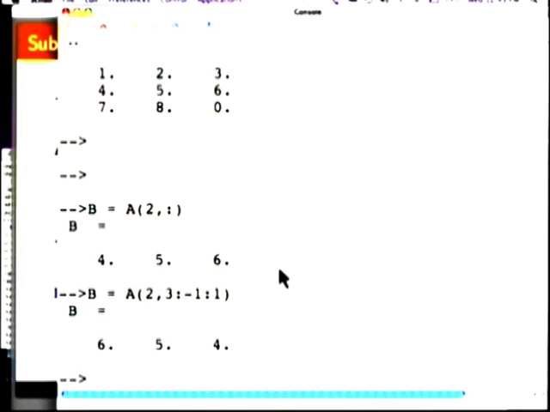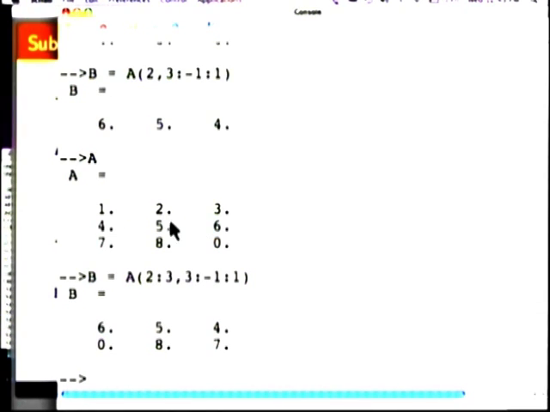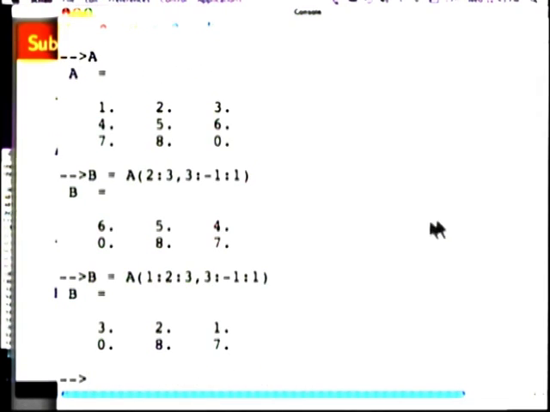Of course I can do some more operations. A is this, B, let me just say B is 2 is to 3, which means take the second and third, so it is 6 5 4 and then 0 8 7. Of course I can do, if I want only 1 and third, so I can say 1 is to 2 is to 3, which means skip the second one. So now I got 3 2 1 0 8 7 and so on. So just imagine this line gives you a really fancy calculation. Doing this in C would have taken lots of lines.